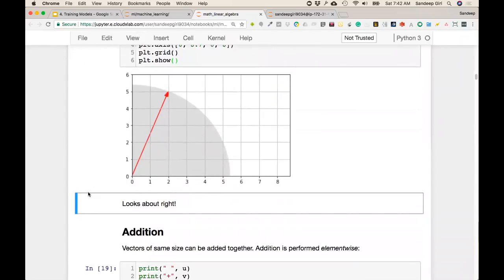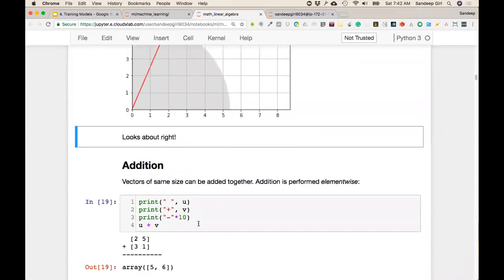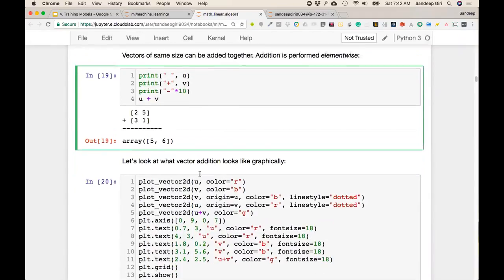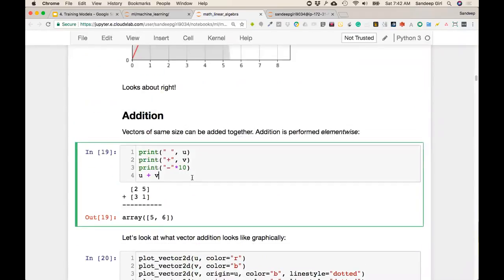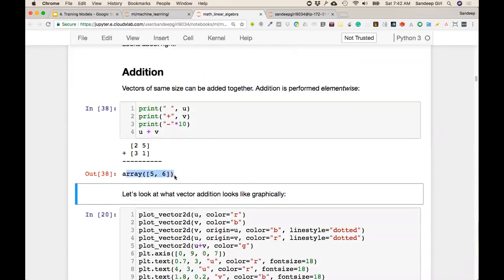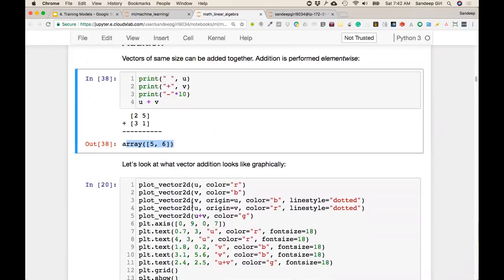Now comes the part that we have been using so far. We can easily sum up two vectors, u and v. Each value will add with the other value, so it's pretty straightforward. We have summed it up. Now, what is the physical significance of adding two vectors?